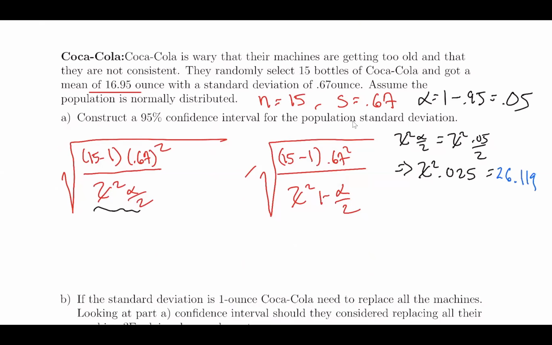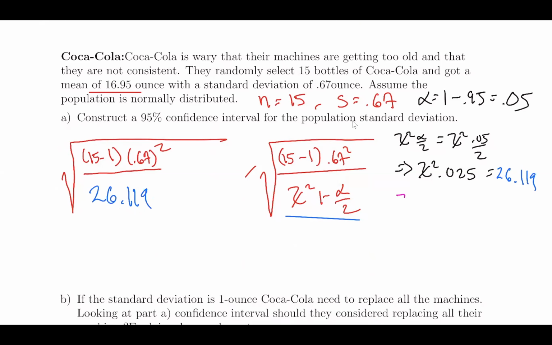All right, so we found 26.119. So that means for here, I'm going to erase this, and we're going to put 26.119. Up next, what I want to go ahead and do, I want to find chi-square of 1 minus alpha divided by 2.